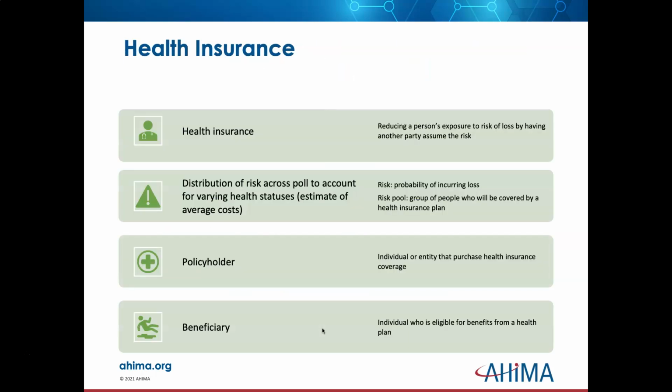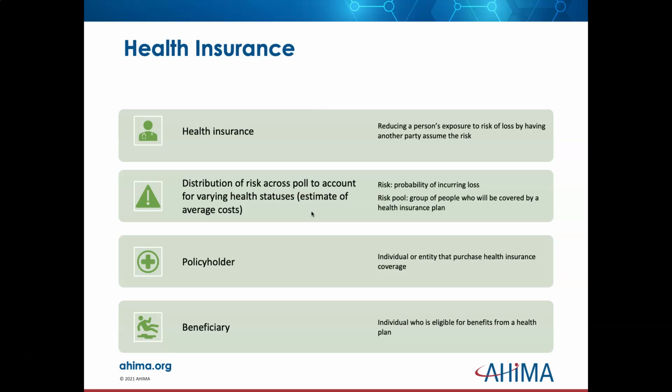Health insurance is reducing a person's exposure to risk of loss by having another party assume the risk. The distribution of risk across the pool, and this word should be pool, P-O-O-L, not P-O-L-L, to account for varying health statuses, estimate of average cost. Risk is the probability of incurring loss. A risk pool is a group of people who will be covered by a health insurance plan. So you want a pretty broad risk pool so that you have a good chance of managing your risk.